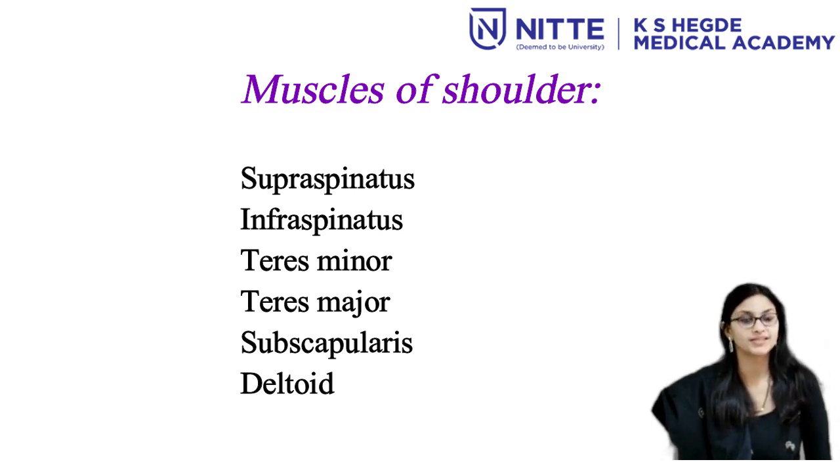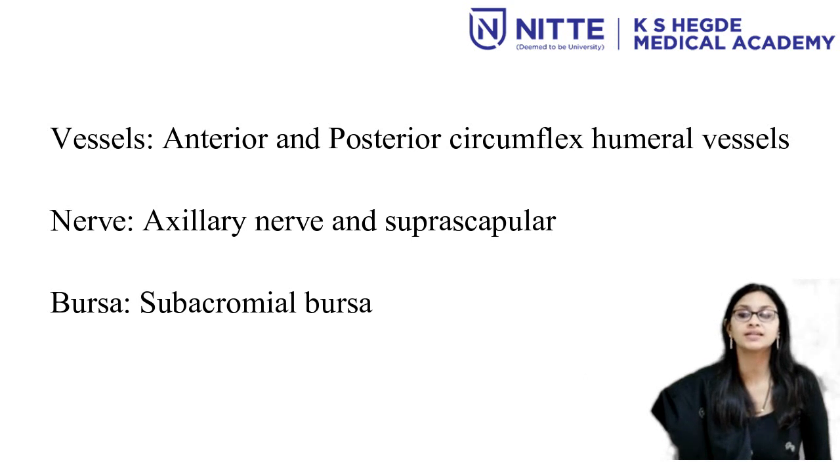contain supraspinatus, infraspinatus, teres minor, teres major, subscapularis and deltoid. The vessels and nerves around this region are the anterior and posterior circumflex humeral vessels, axillary nerve, and suprascapular nerve, and the subacromial bursa is also present.